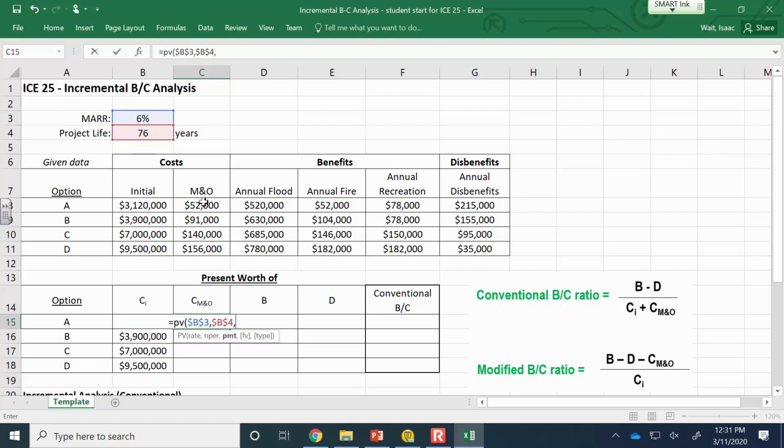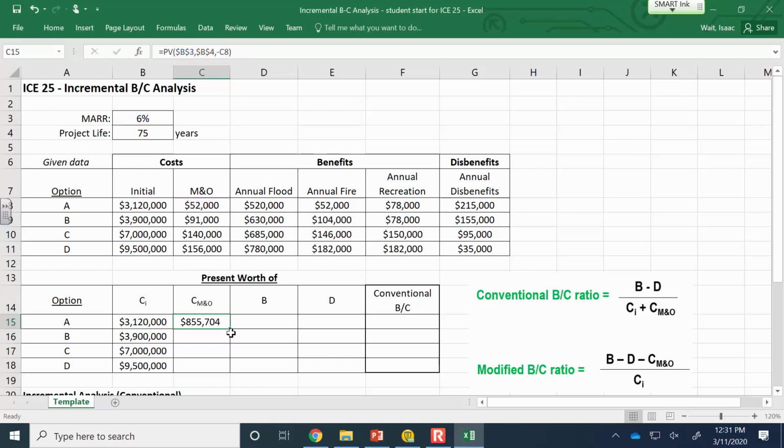So the NPER, anchor the reference to the time. And then this is a payment. And the M&O, maintenance and operation, there's 75 of those. And so I'll put in minus and then reference that as a payment amount. So now I need to change that to 75. All right, so what this is saying is $52,000 a year for 75 years, discounted at 6%, is a present value of $855,704. So I use the PV function, and that recurring maintenance and operation cost went into the payment field.